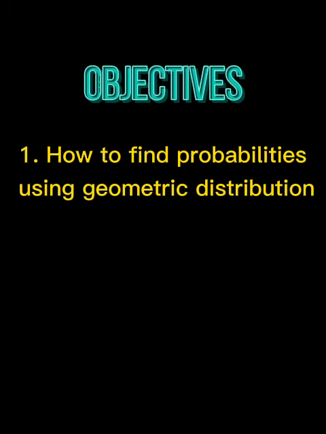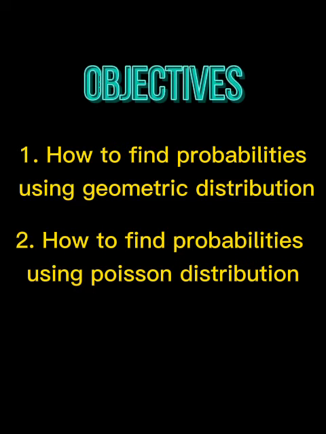In this section, there are two objectives. First is how to find probabilities using geometric distribution. And the second one is how to find probabilities using Poisson distribution. So let's talk about geometric distribution.